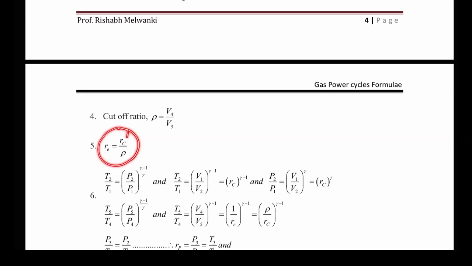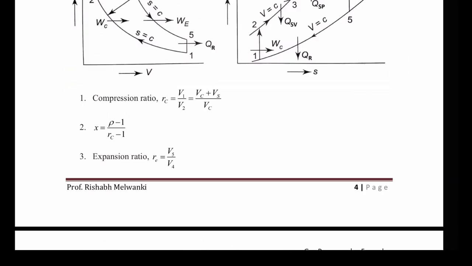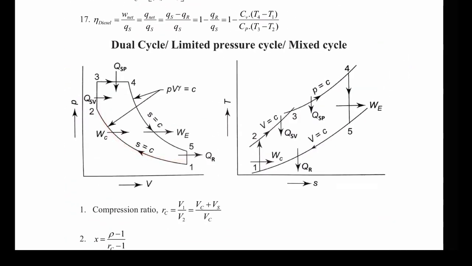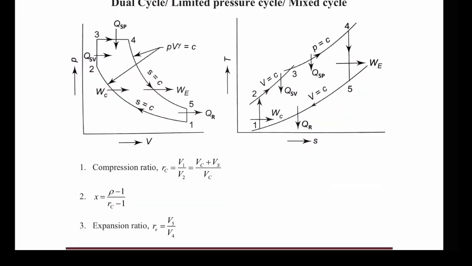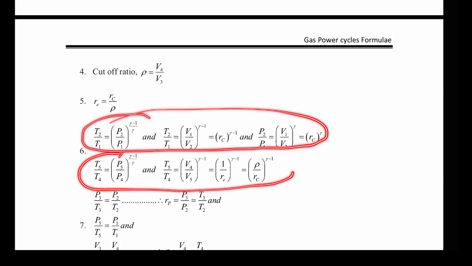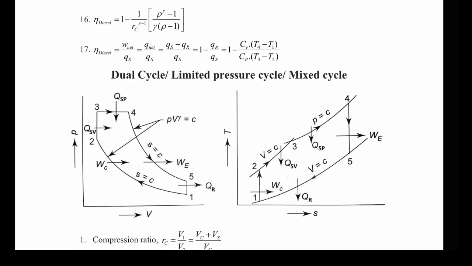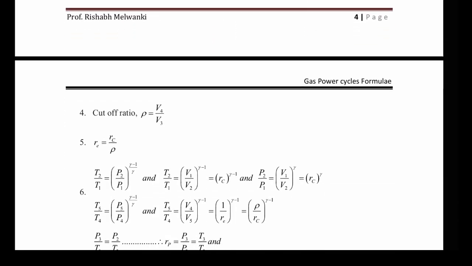Then we have the relation between expansion ratio, compression ratio, and cutoff ratio. If you see equations 6 and 7, equation 6 is for the isentropic process. Just observe that process 1 to 2 is isentropic and process 4 to 5 is isentropic. So here you can see these are for 1, 2 and this is for 4, 5. These equations are there. And next you can see equation 7. These equations are for constant volume, constant pressure and constant volume processes, so 2 to 3, 3 to 4 and 5 to 1. So these equations will be available over here.